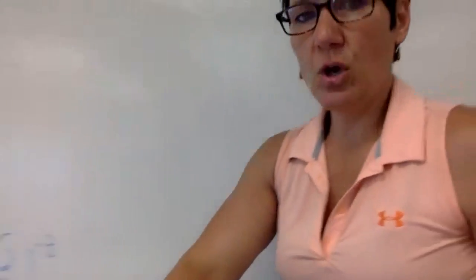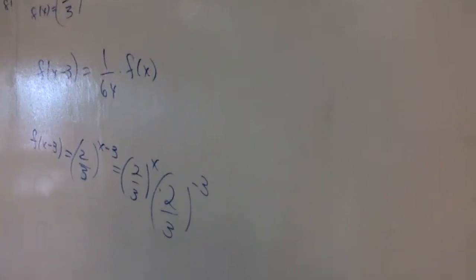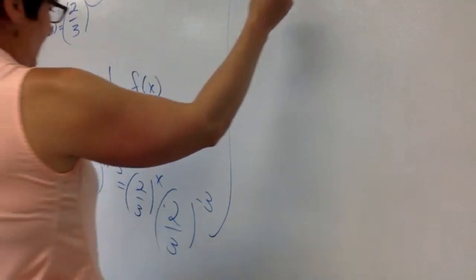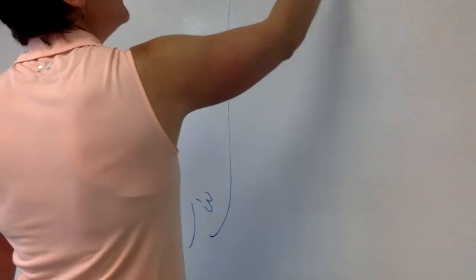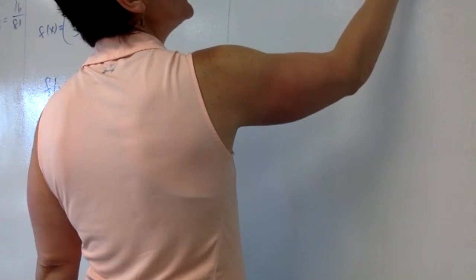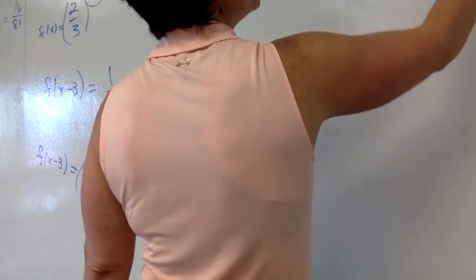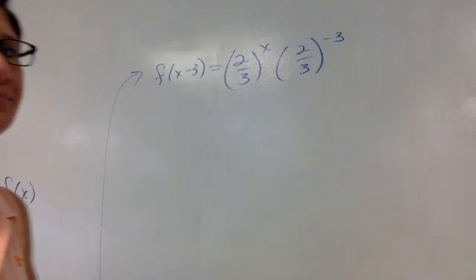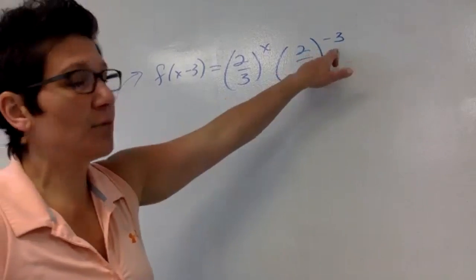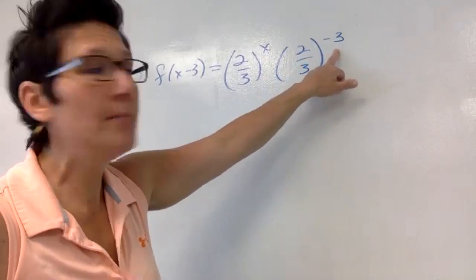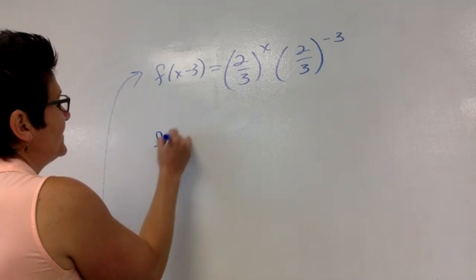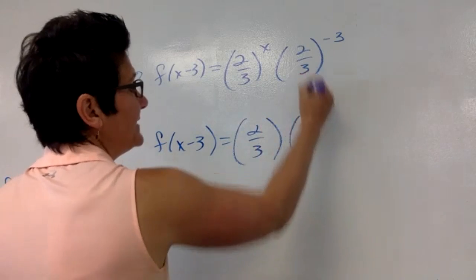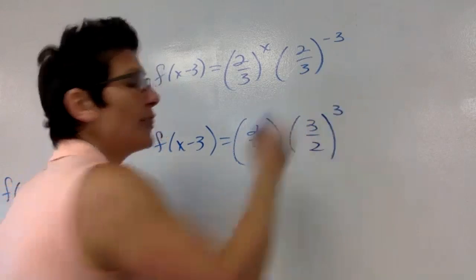So what I'm going to do is take this right over here and come on up. Now I have my f of x minus 3, which we said was equal to 2/3 to the x power times 2/3 to the negative 3 power. I hope all of you beautiful, amazing, and wonderful individuals are saying to yourself, hey, we can easily rewrite that as 3/2 to the 3rd power.